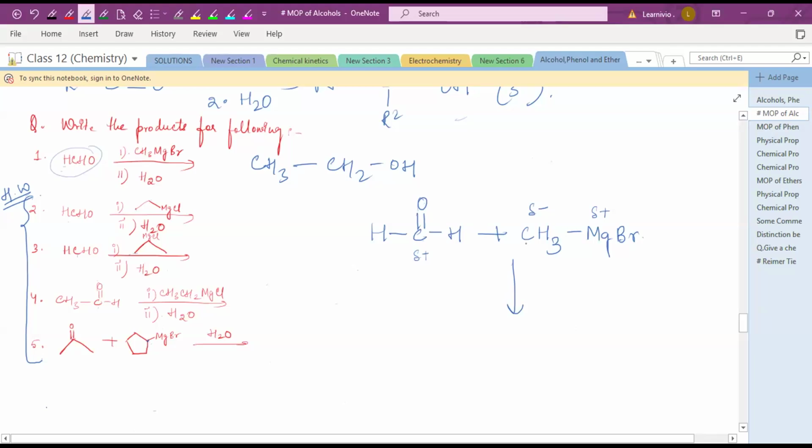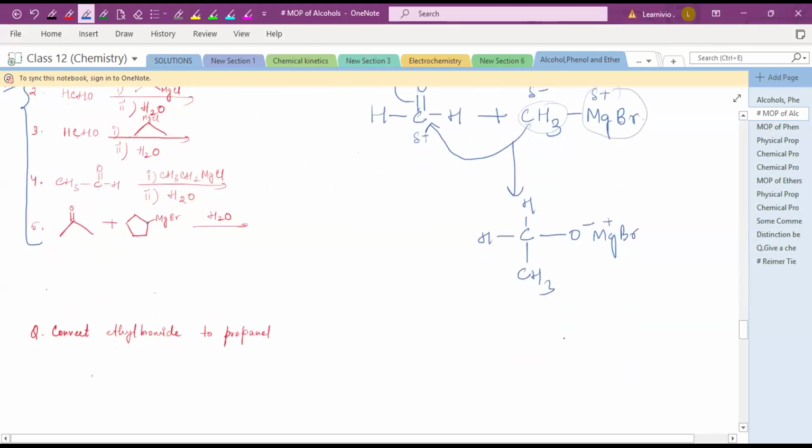Now it's very simple. The CH3 will attack this carbon, and this bond will shift. So what you get is CH, I'm writing it like this, H, one H and second H, and this oxygen will acquire a negative charge, and this CH3 gets attached to this carbon. The MgBr, which has a partial positive charge, gets attached to this oxygen.